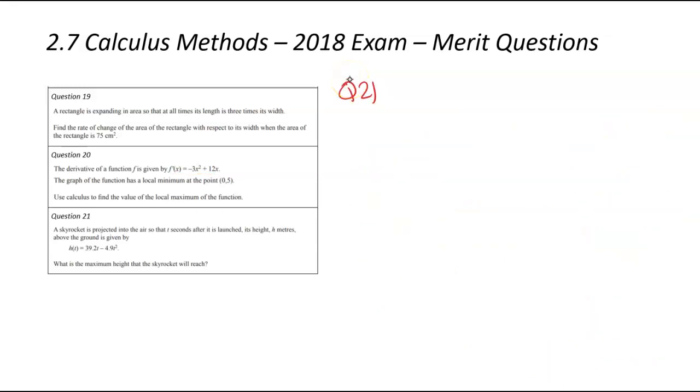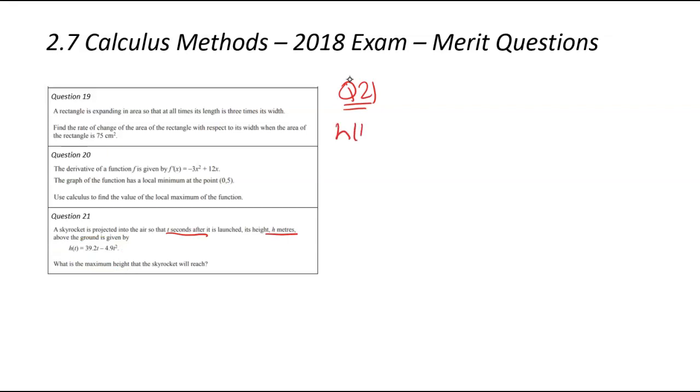Now looking at question number 21. Straight away I'm liking this question. Haven't even read much, and I've seen that word maximum. I know the gradient's equal to 0 at a maximum. But let's have a look. So a skyrocket is projected into the air so that after t seconds it's measured h meters. Here's the equation. What is the maximum height of the skyrocket?